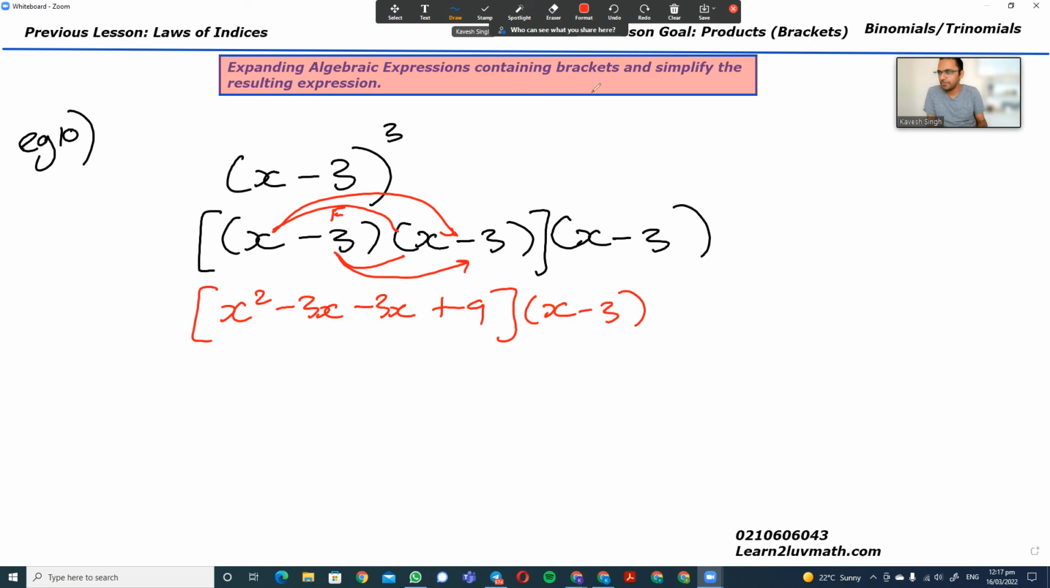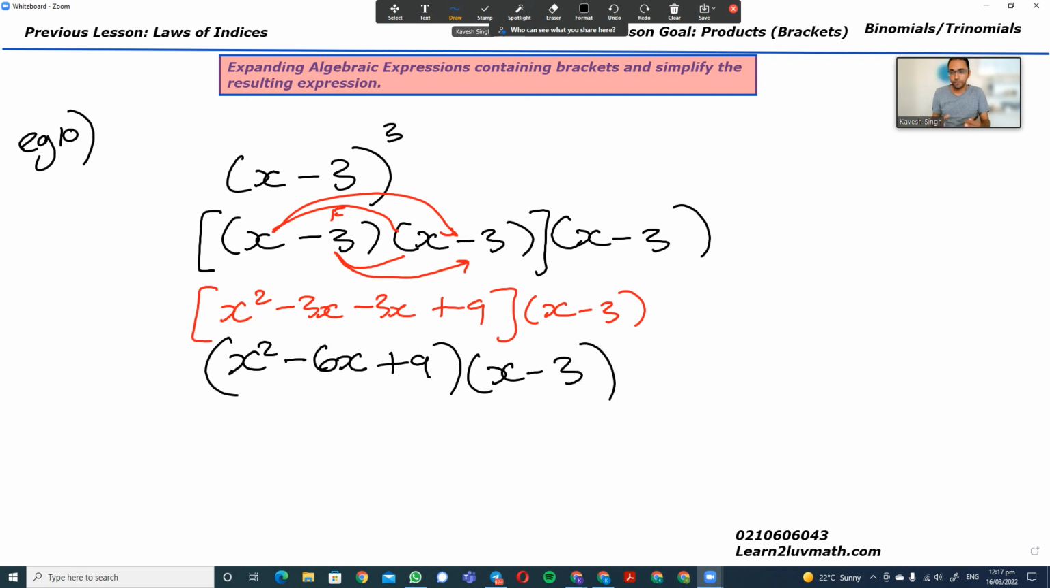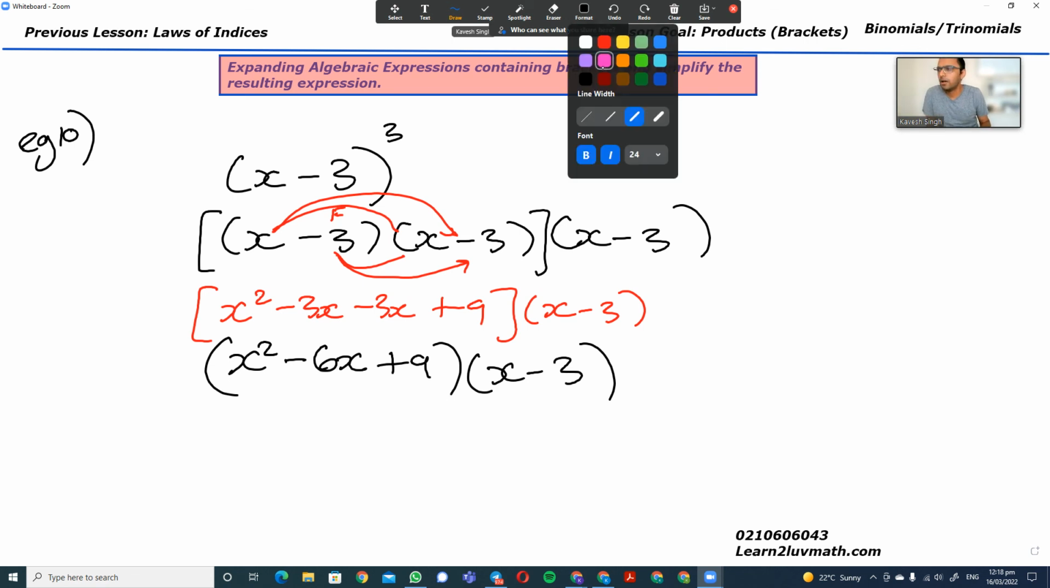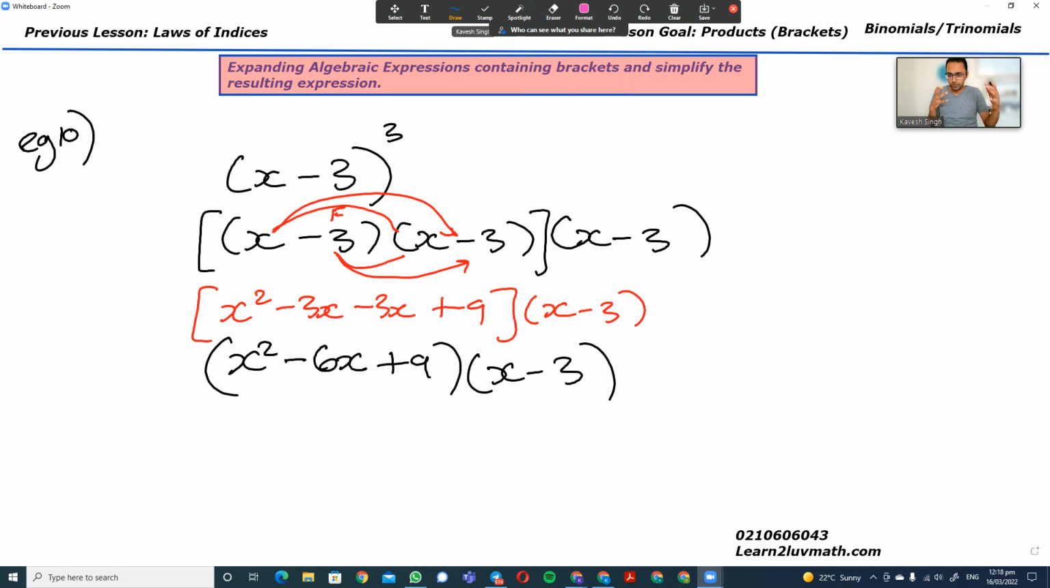Now in the next one, I've got negative 3x minus 3x, which will give you negative 6x. And I have x squared, bring it down, plus 9. Keep all of that in a bracket, multiplying by x minus 3. And now I have 3 terms multiplying by 2 terms. I have a trinomial multiplying by a binomial. I have 3 times 2, which will give me 6 terms, which I then have to find like terms of and then simplify. So let's go now out of the FOIL method process.